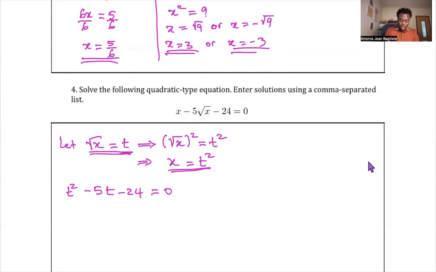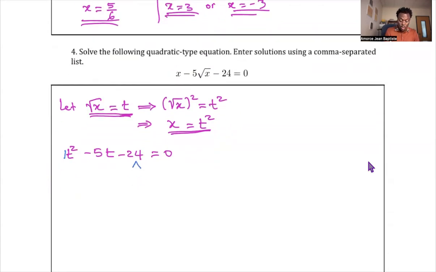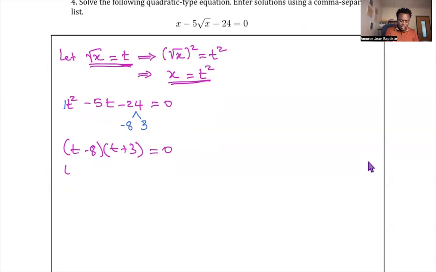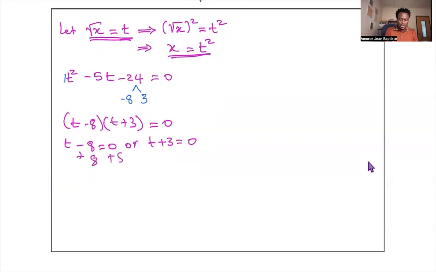Now, by factoring, since the coefficient of t squared is 1, I'm going to break the constant c into two factors whose sum is negative 5. These two factors are negative 8 and 3. So with that, I'm going to have t minus 8 times t plus 3 equals 0. So I'm going to solve this easily by solving t minus 8 equals 0, or t plus 3 equals 0. If we add 8 on both sides, t equals 8. On the other side, if we subtract 3 on both sides, t will be negative 3.